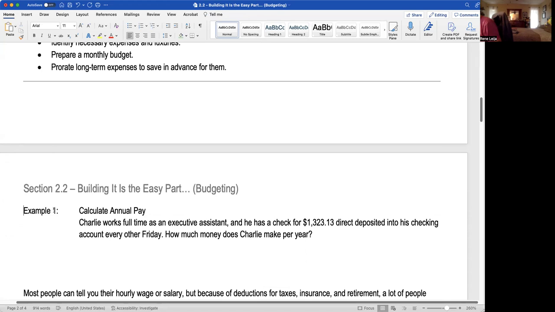Okay, so it says Charlie works full-time as an executive assistant, and he has a check for $1,323.13 direct deposited into his checking account every other Friday. How much money does Charlie make per year? Okay, well, it depends on how you think about this.